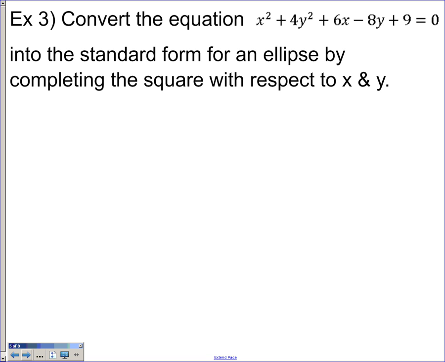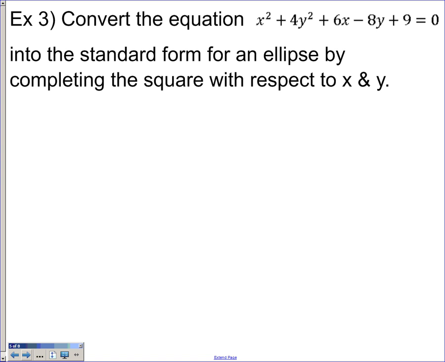Our next examples require a little bit of work with completing the square. So I'm given an equation. You can see I have x squared and y squared. I also have x and y terms. I also have a constant term. So I'm going to complete the square for both x and y, keeping track of everything that I add to the left side, and I'm going to do the same thing on the right side.